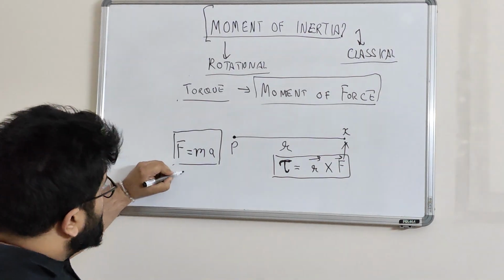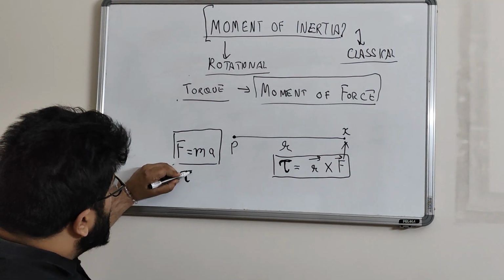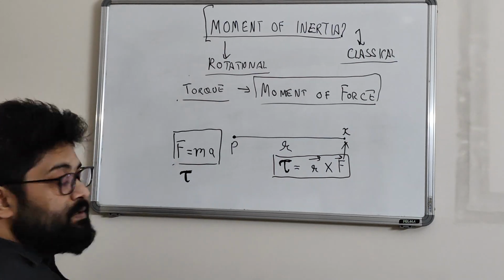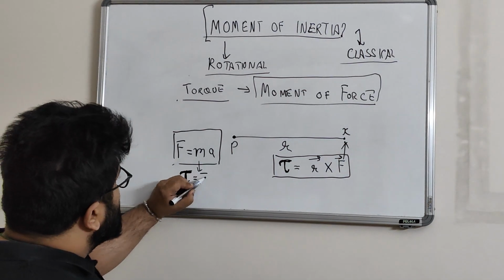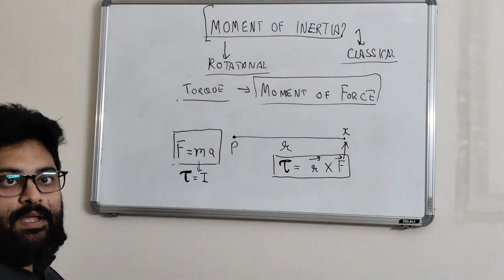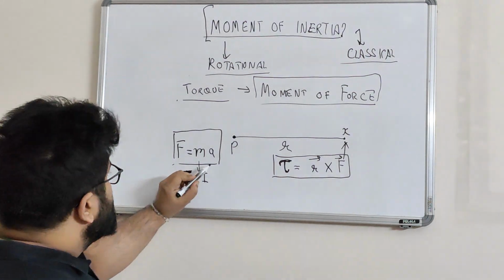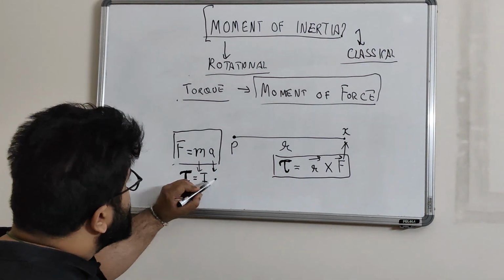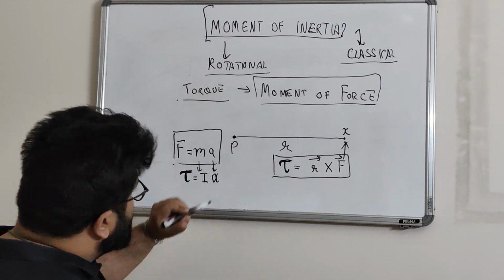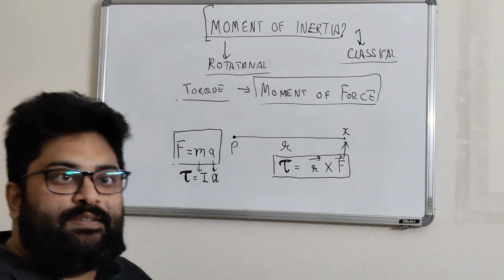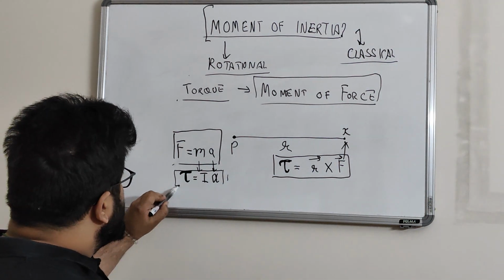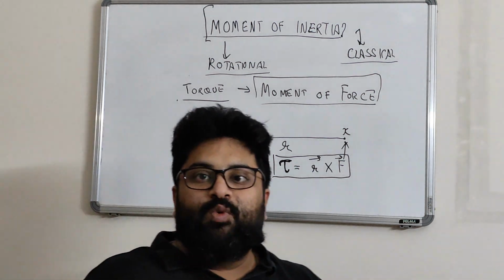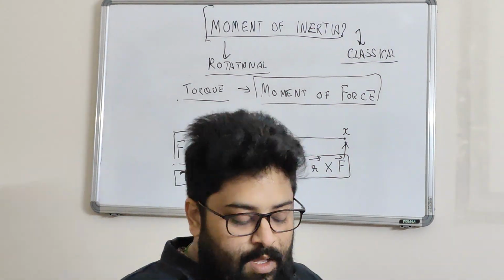Similarly for torque, that torque is the moment of force, right? So instead of mass, we get inertia, right? Moment of inertia. Instead of acceleration, we have angular acceleration. Angular acceleration is represented by alpha, right? So this is the relationship between torque and moment of inertia, right?